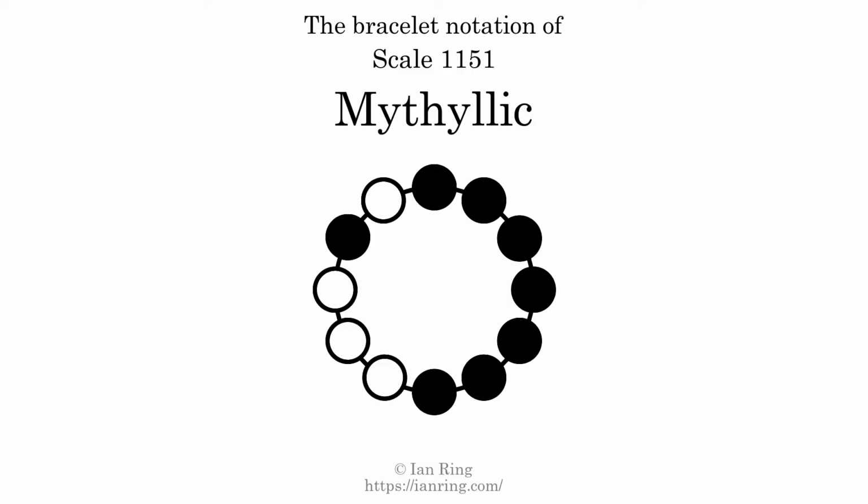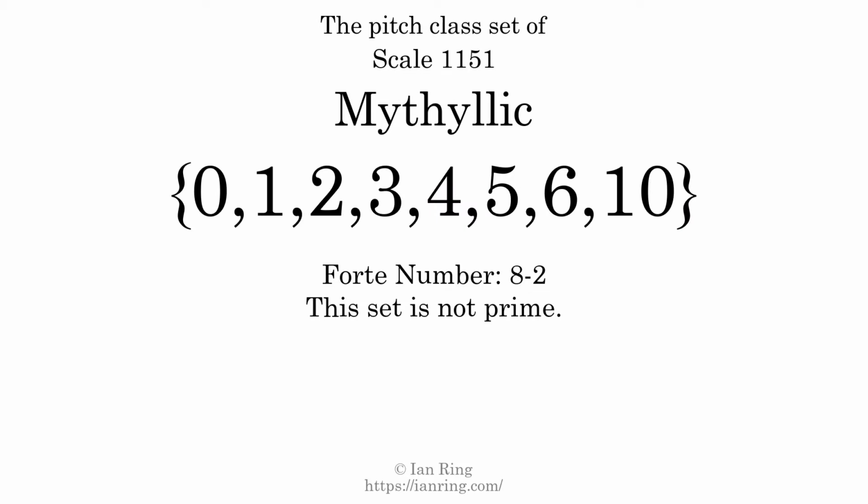This is a bracelet notation diagram of scale 1151. The shaded circles represent tones that appear in the scale, and they are read clockwise, starting at the top. The pitch class set for this scale is 0, 1, 2, 3, 4, 5, 6, 10. The Forte class is 8-2. This set is not prime.